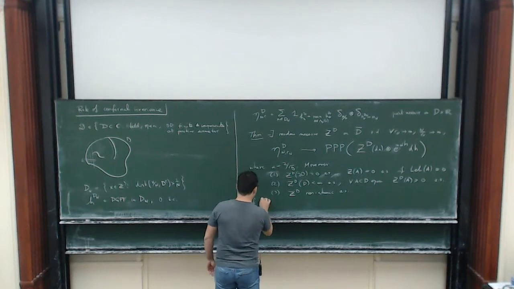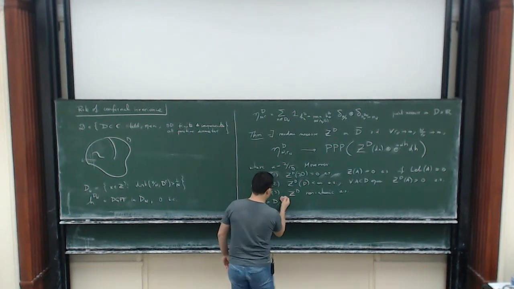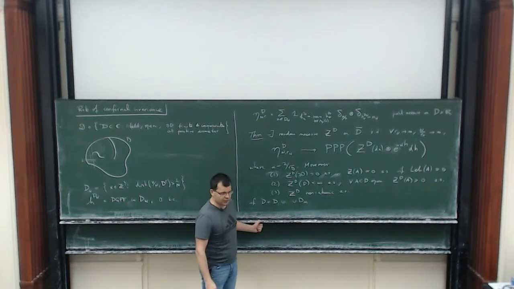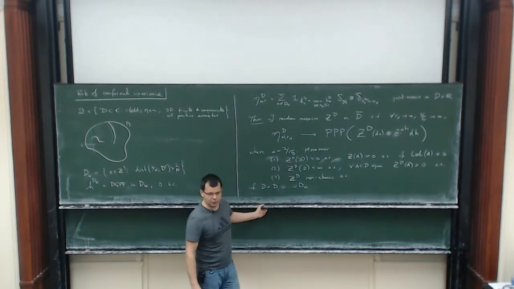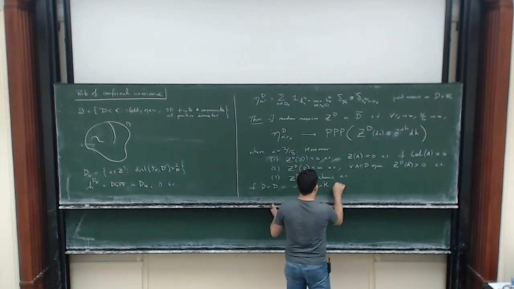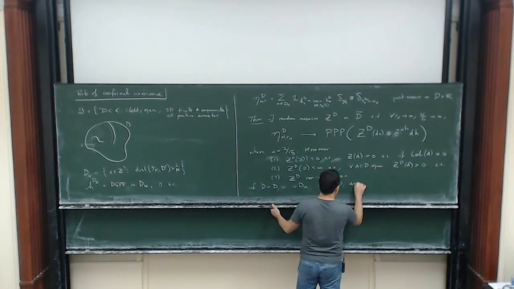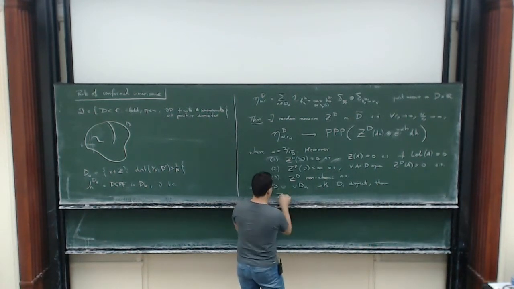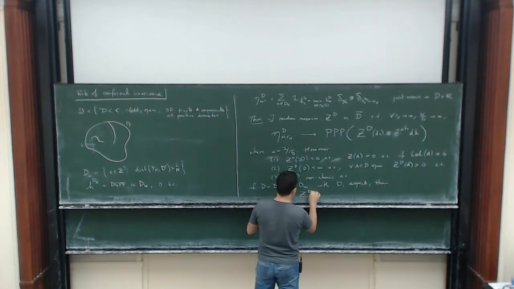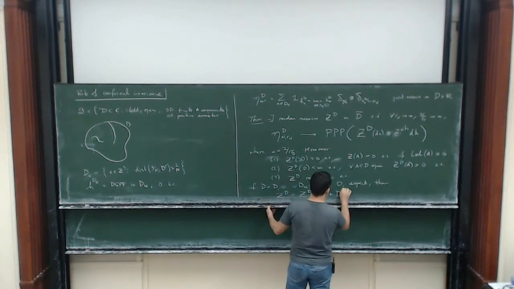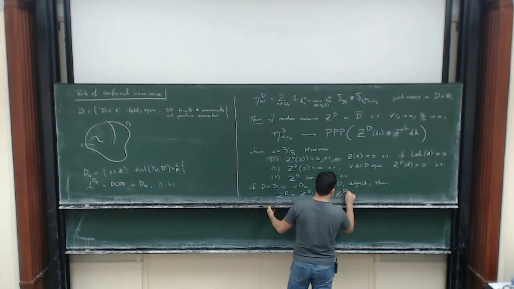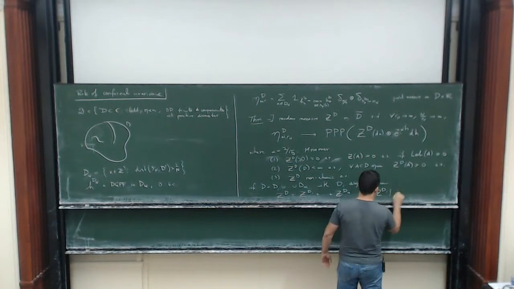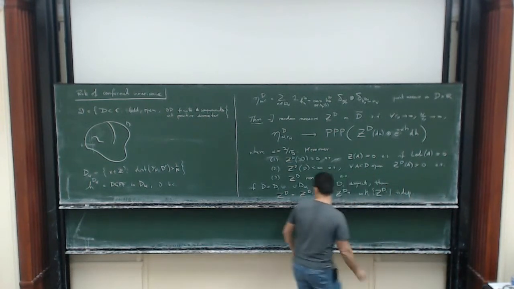And if D is in fact a disjoint union, because I'm not assuming that my D is connected, it can be a union of a bunch of open sets D_i, disjoint, then the measure in D is in fact the sum of the measures on the components, with the Z_{D_i} independent. Okay, so this is an equality in law.